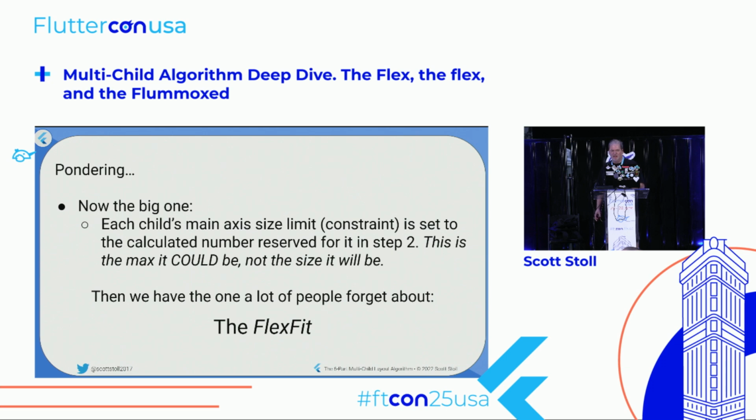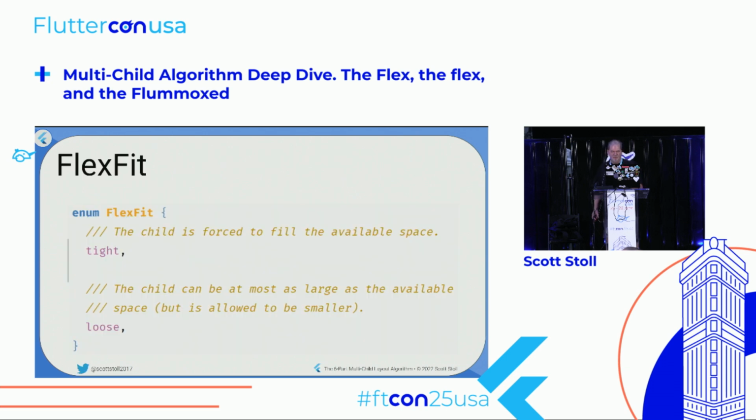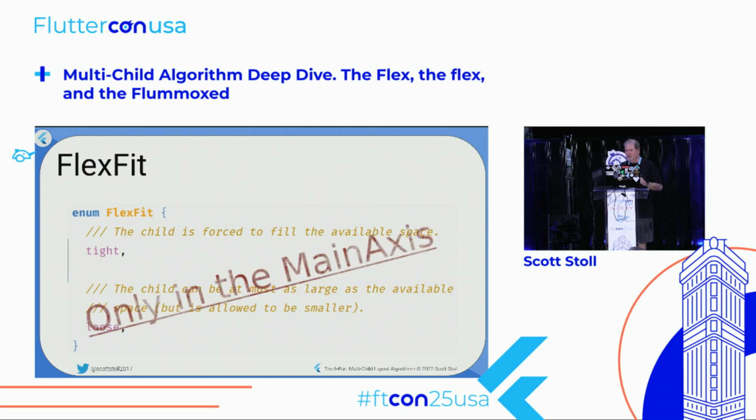So let's take a look at the flex fit enum for a moment here. Note that it says the child is forced to fill the available space in tight. However, there's a key thing to remember about this. It is only in the main axis. This has nothing to do with the cross axis at all.